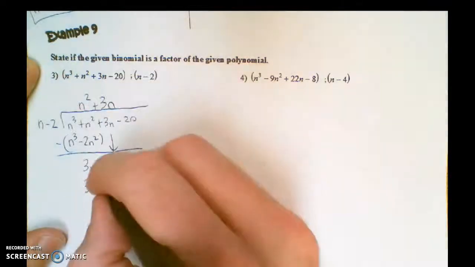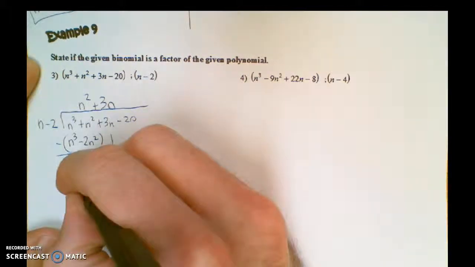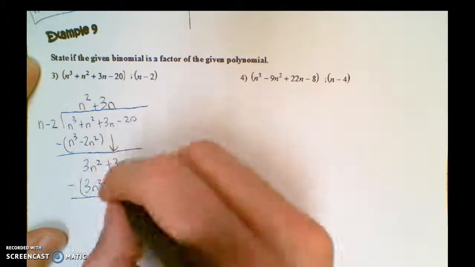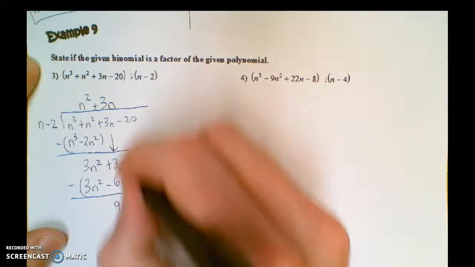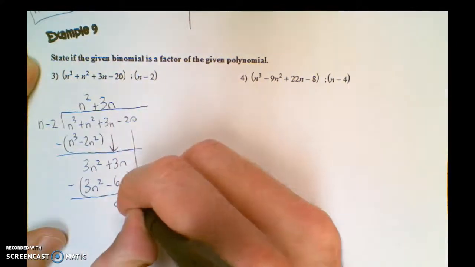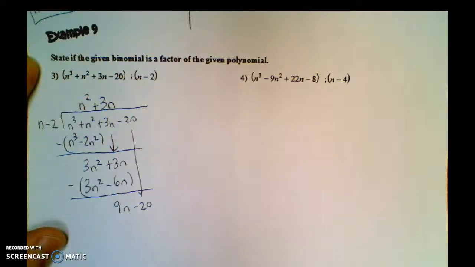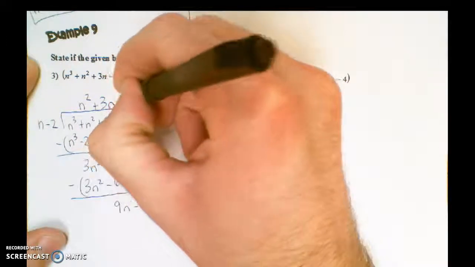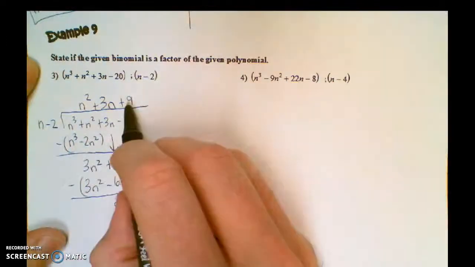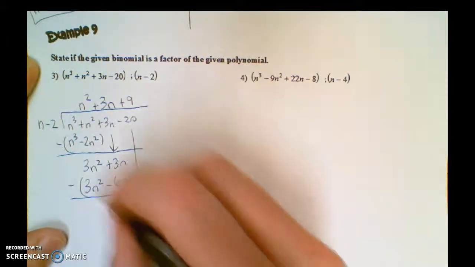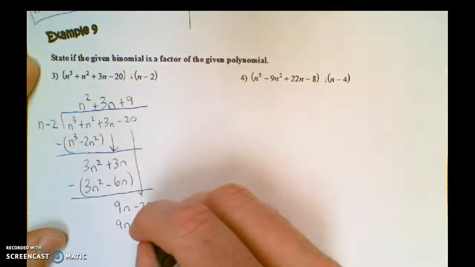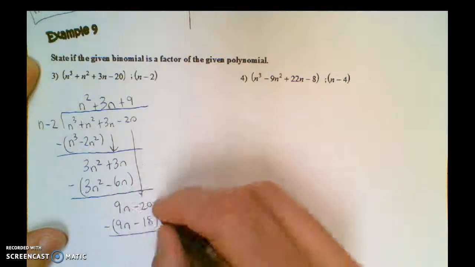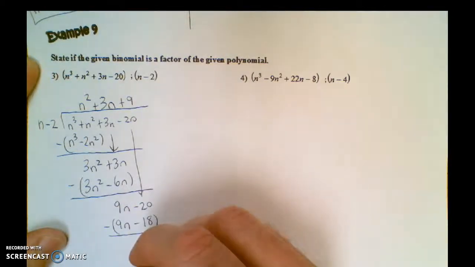And negative 2 times 3n is negative 6n. Remember, you're subtracting, so these go away. 3 minus negative 6 is positive 9n. Bring down the negative 20. Multiplying by 9 gives me 9n, because n times 9 is 9n. Then negative 2 times 9 is negative 18. Subtracting this, that goes away, and I get negative 2.